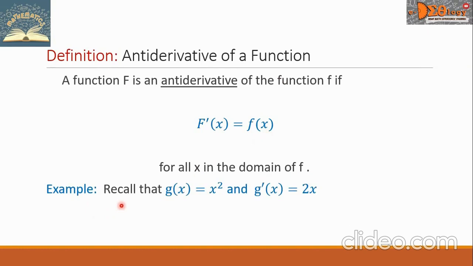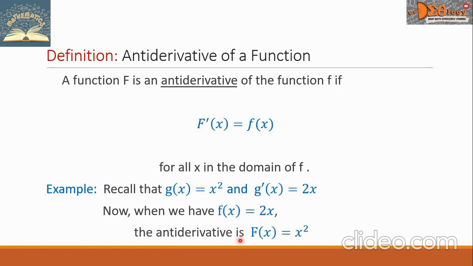For our example, recall that g of x is equal to x squared and the derivative g prime of x equals 2x. Now, when we have f of x is equal to 2x, the antiderivative is capital F of x is equal to x squared. Note, finding antiderivative is the reverse process of finding derivative.